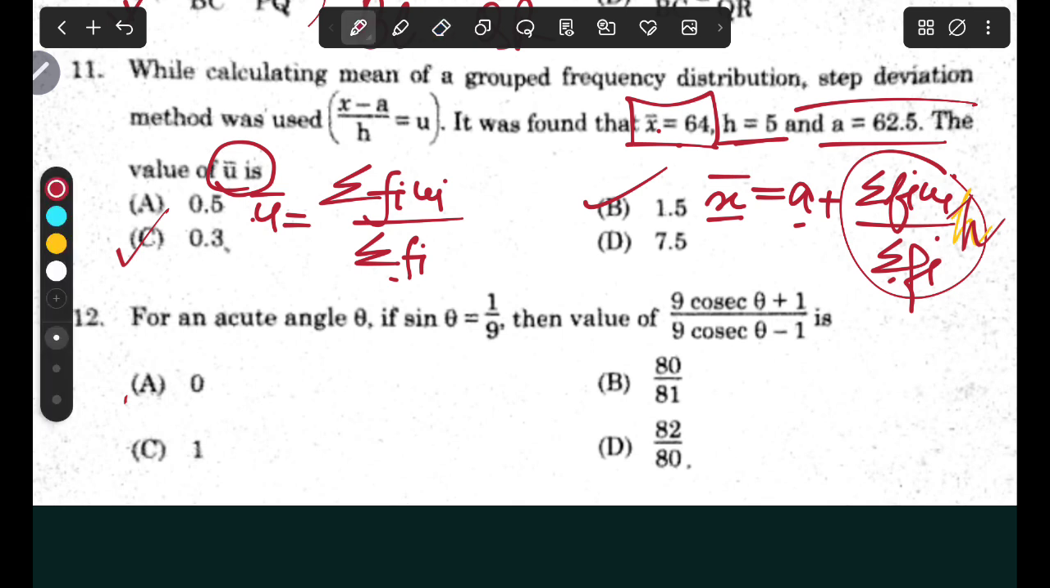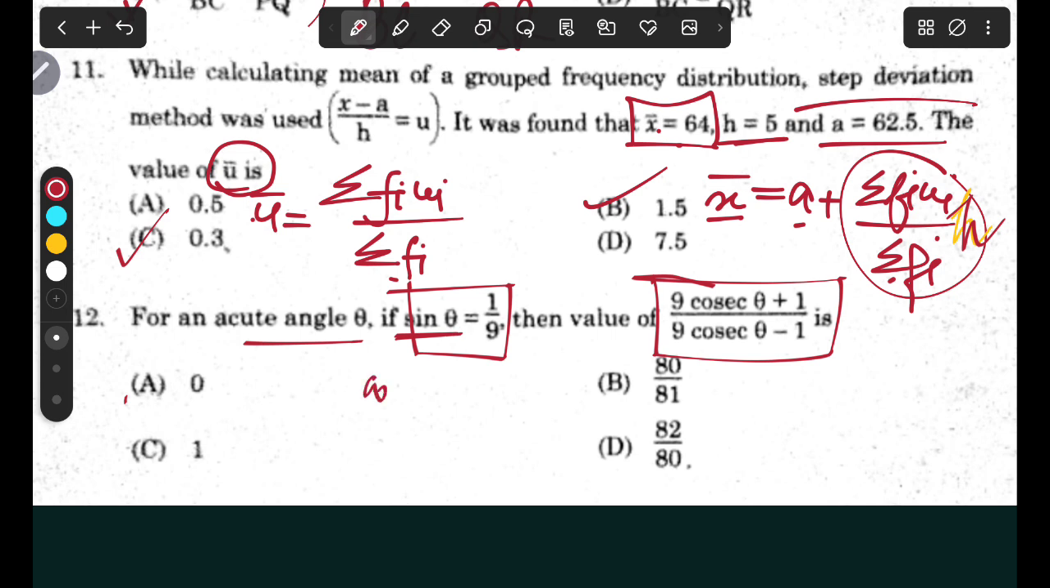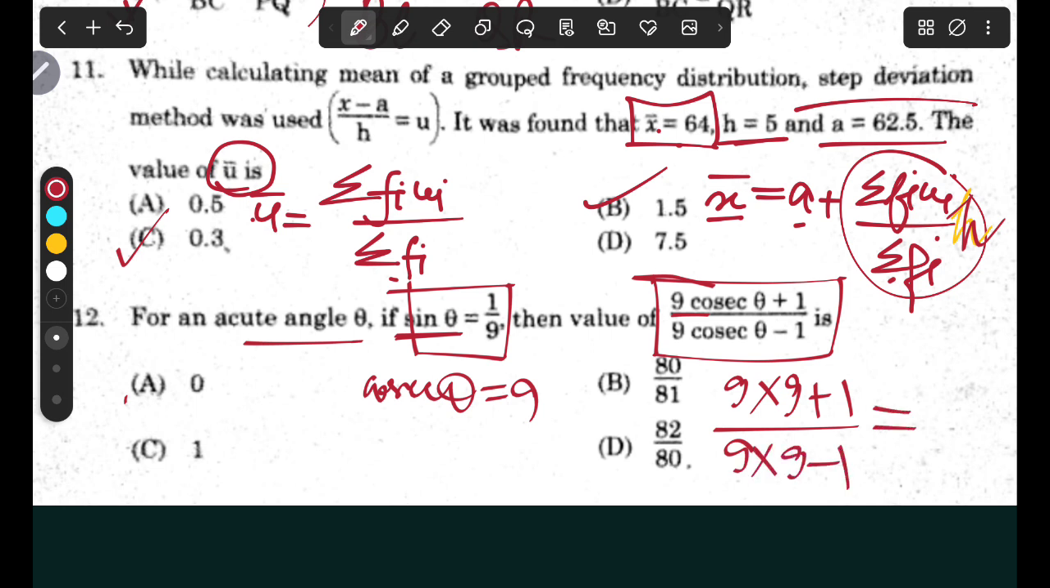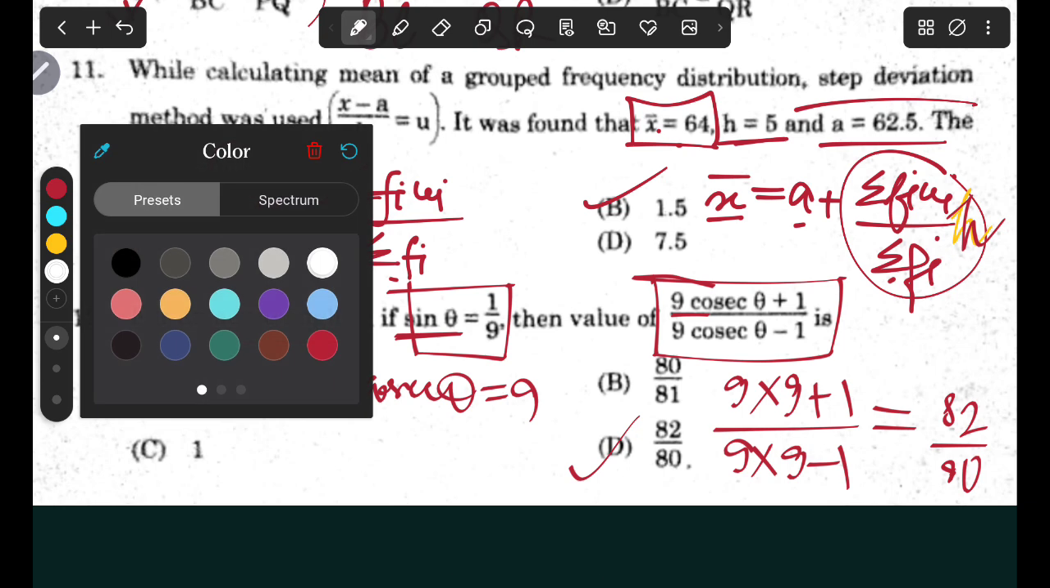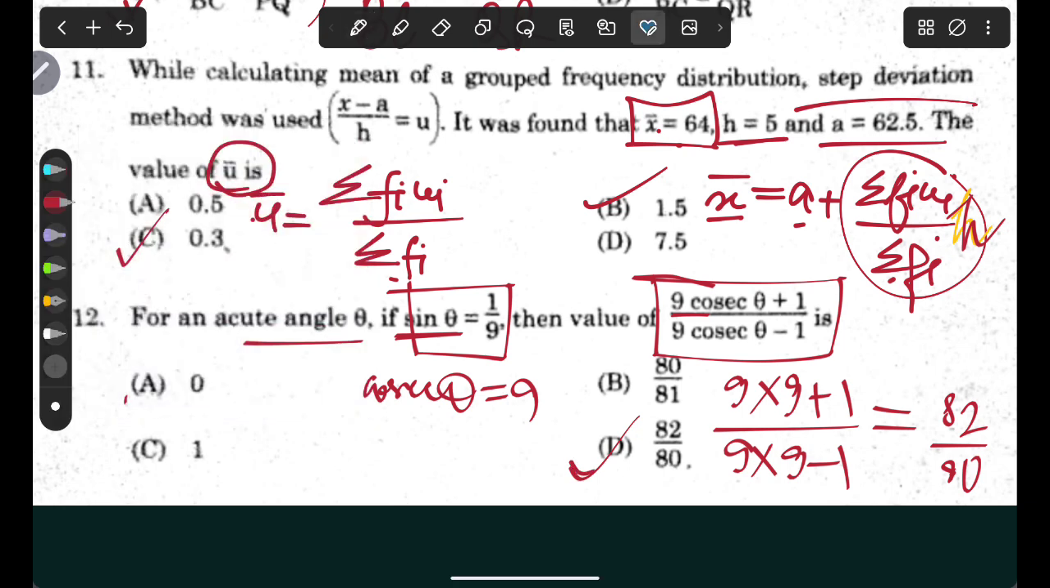For an acute angle theta, if sine theta is 1 upon 9, the value of 9 cosec theta, so sine theta is 1 upon 9. What is the reciprocal of sine theta? Cosec theta. Cosec theta is going to be 9. So 9 times 9 plus 1 upon 9 times 9 minus 1 is 81 plus 1, 82 upon 81 minus 1, 80, 82 upon 80. That is option number D. Answer number D is going to be the correct answer.